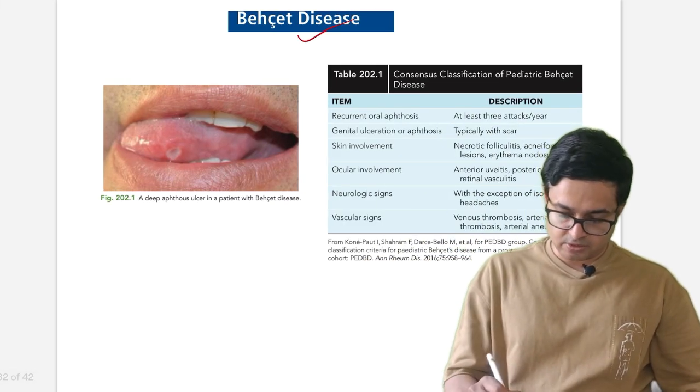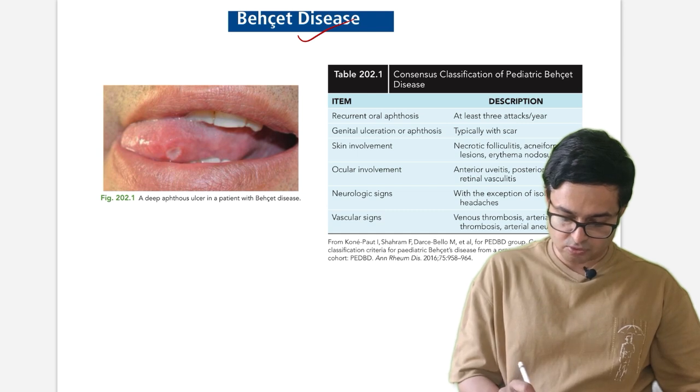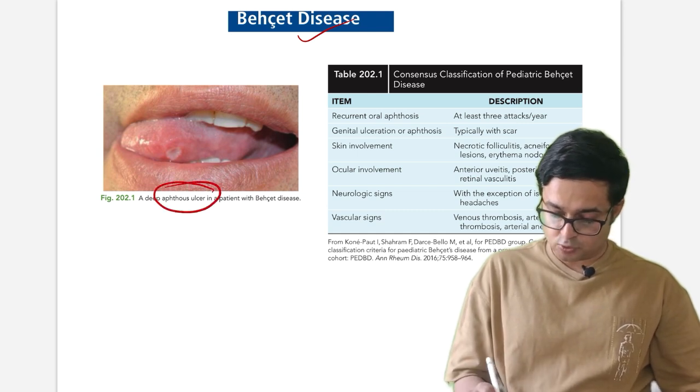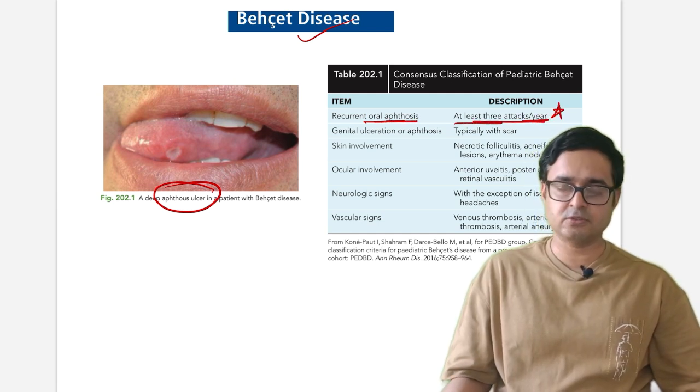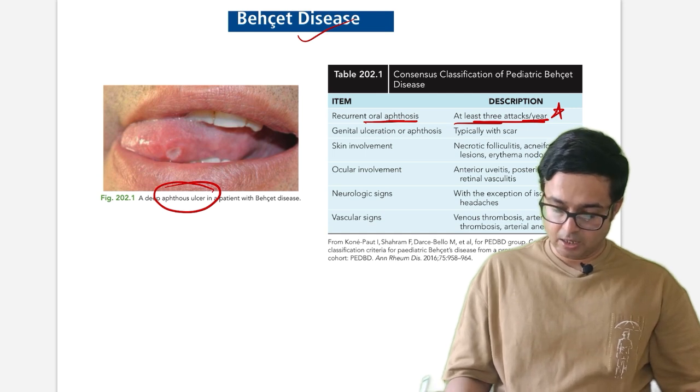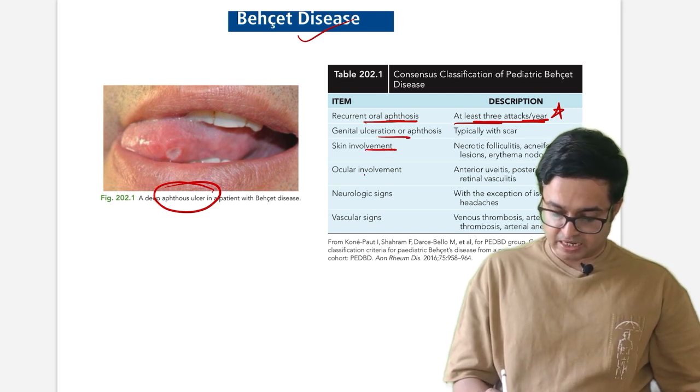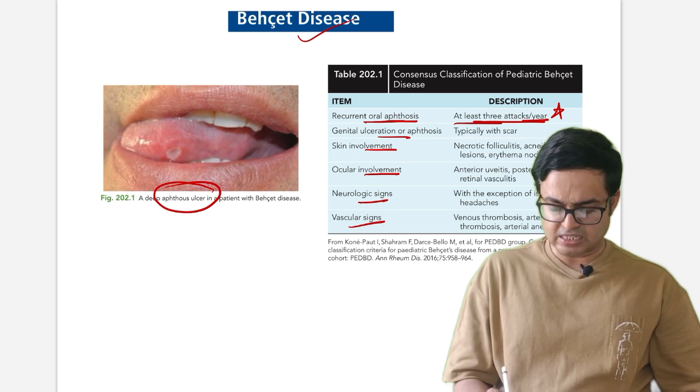Okay, so this is Behcet disease, all we know. So this image is important. Deep aphthous ulcer. So recurrent oral aphthous ulcers, at least 3 attacks per year. This was previously asked, question 3 or 5. Yes, this is 3. Genital ulceration, skin involvement, ocular involvement, neurological signs, vascular signs.